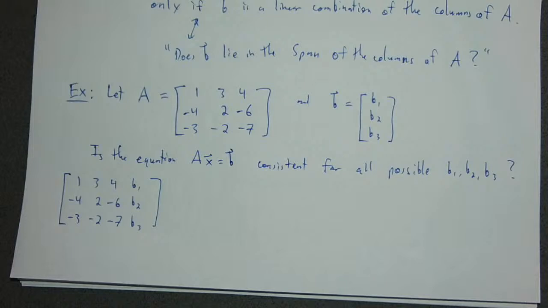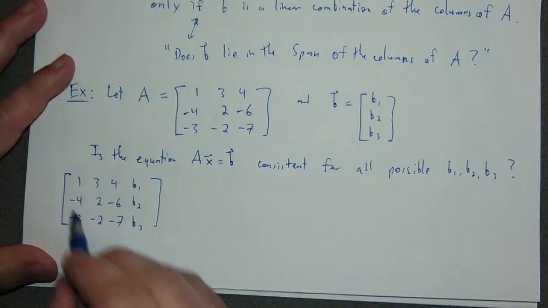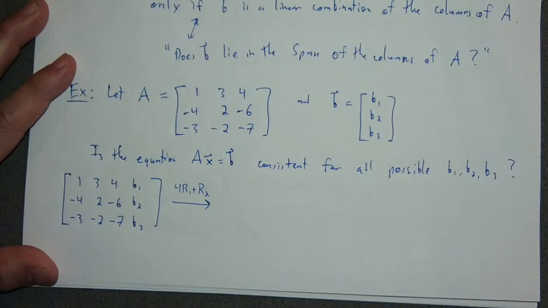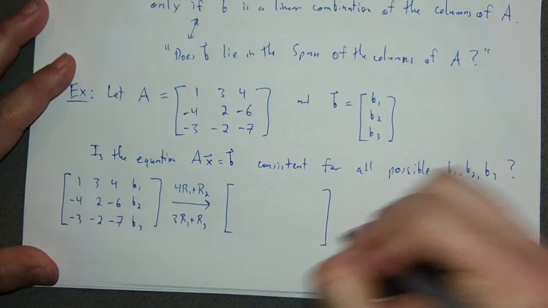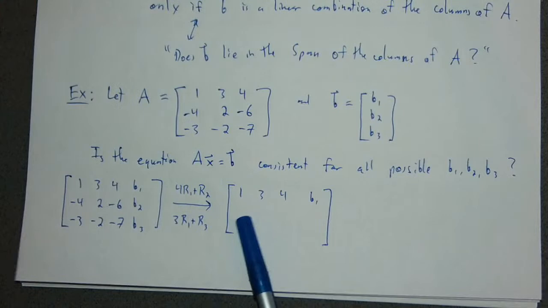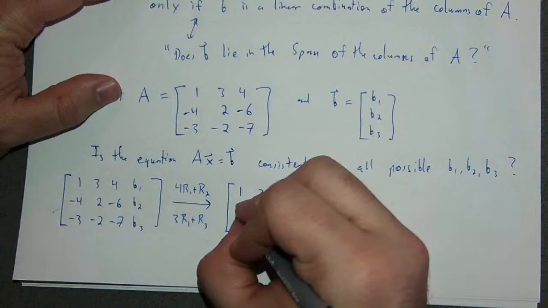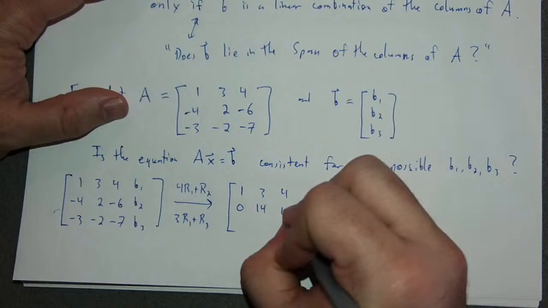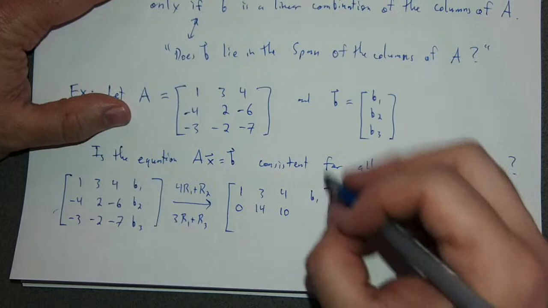So what's the first thing I do? This is my good old row reduction algorithm. I want to zero out these entries. So 4 times row 1 plus row 2, replacing row 2, will zero out that entry. 3 times row 1 plus row 3, replacing row 3, will zero out that entry. My first row is unchanged: 1, 3, 4, B sub 1. Zeroing out this entry, 4 times 1 is 4, plus minus 4 is 0. 4 times 3 is 12, plus 2 is 14. 4 times 4 is 16, plus minus 6 is 10. And lastly, 4 times B sub 1 plus B sub 2. No other way of writing that.